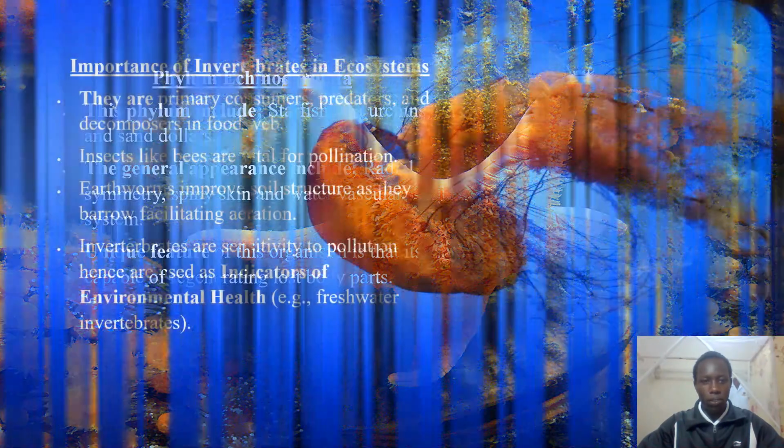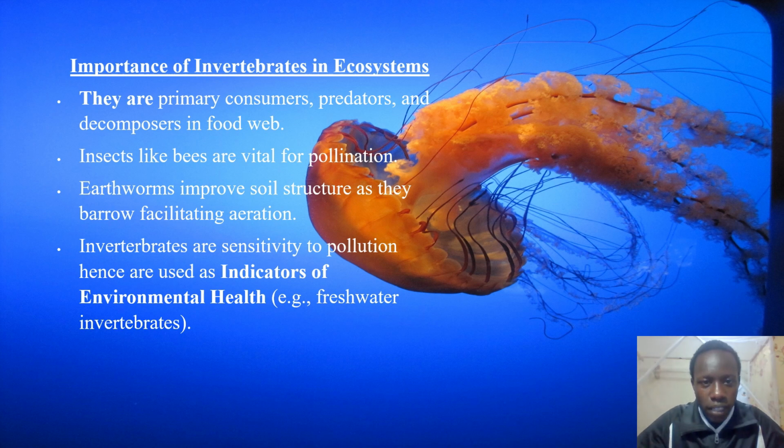Look at the importance of invertebrates in the ecosystem. This is a basic thing that we all need to know. Why do we study invertebrates, or what relevance do they have in our daily lives? Let us look. They are primary consumers, predators, and decomposers in the food web. We all know the food web and the flow of the food web. For the food web to be, we need the primary consumers. And these invertebrates, we are told that they are primary consumers, they are also predators, and they are also decomposers.